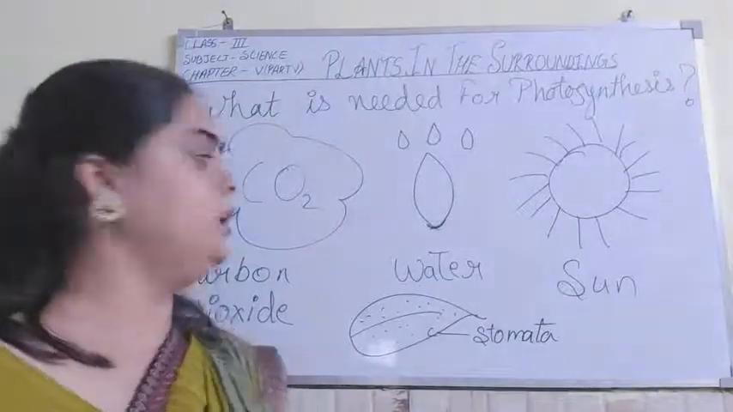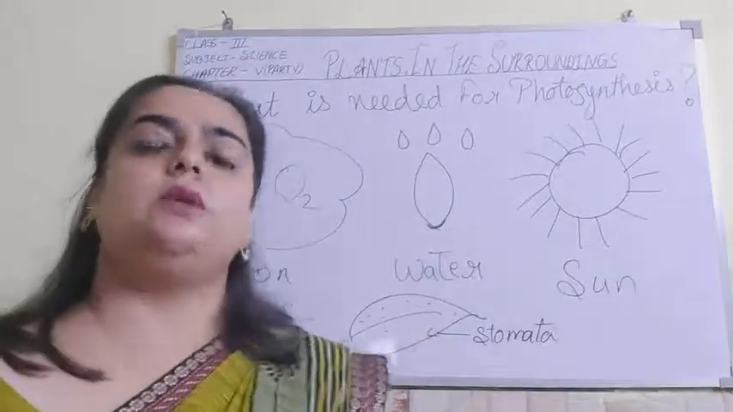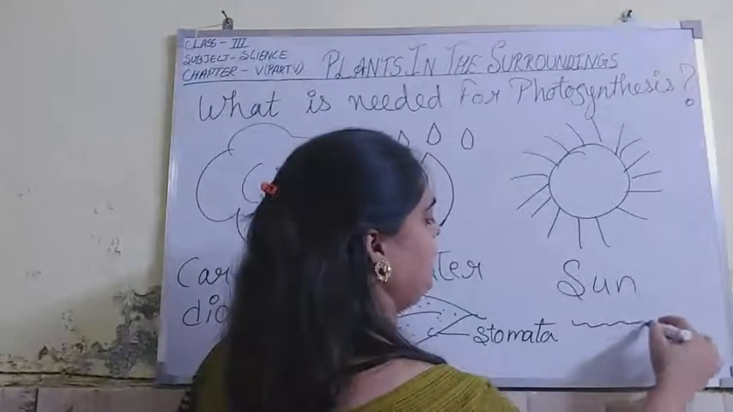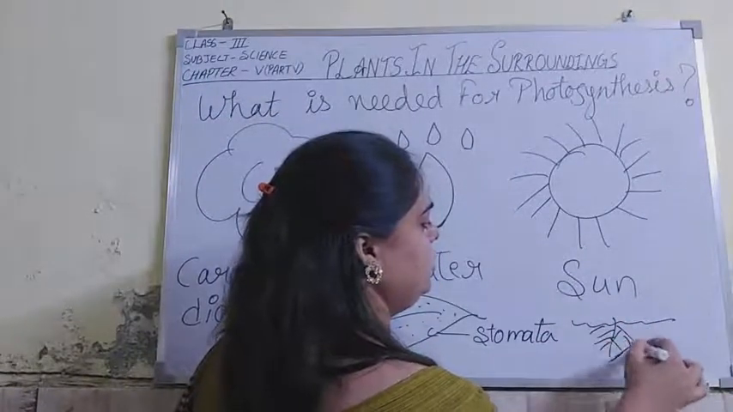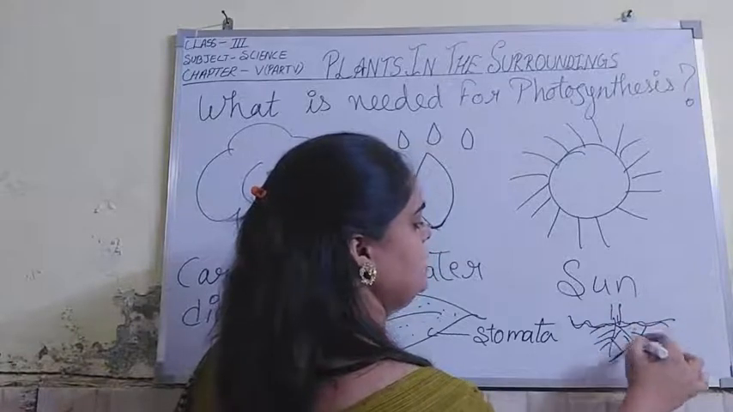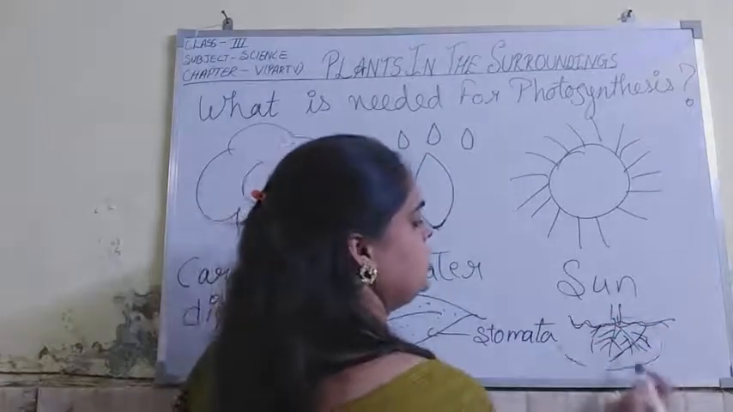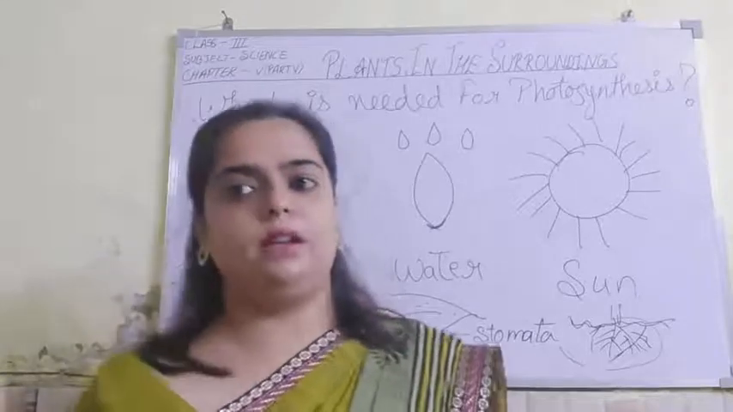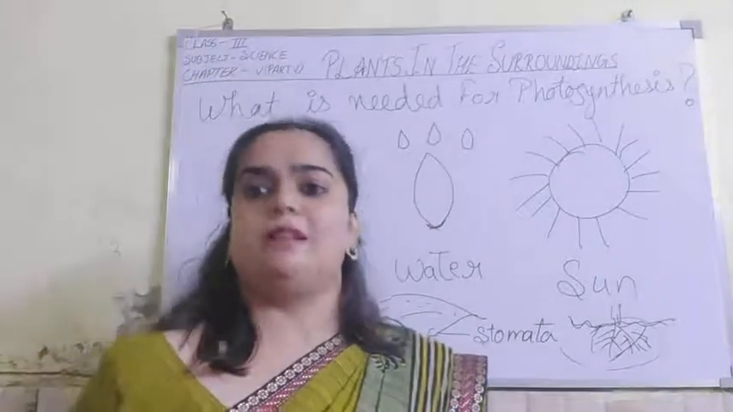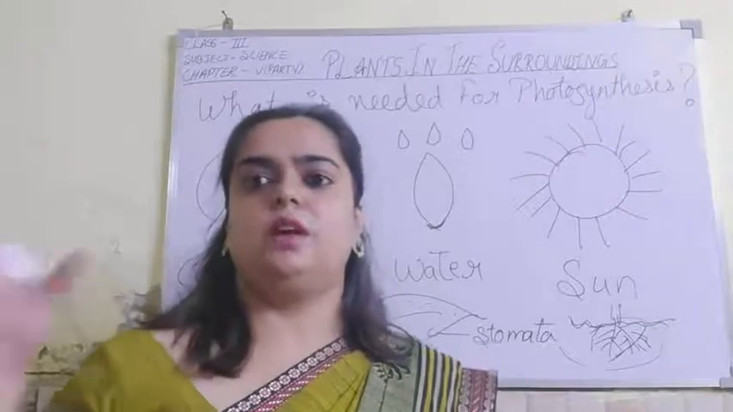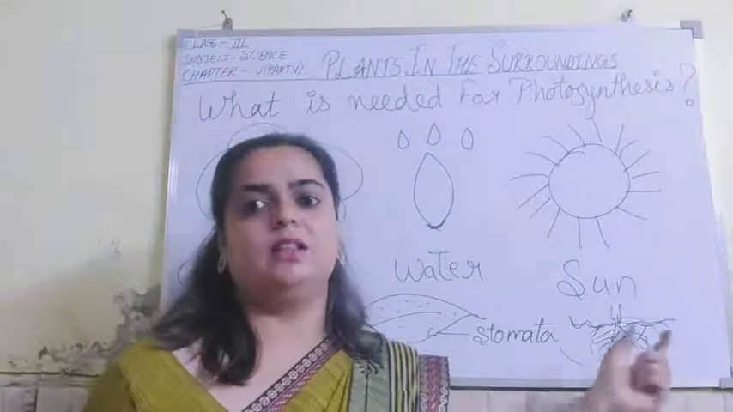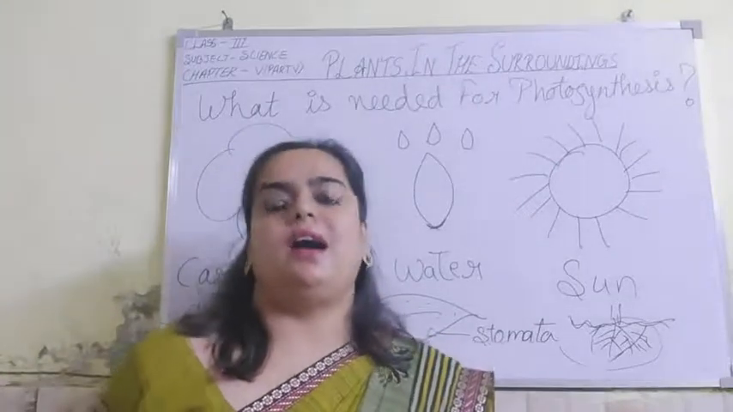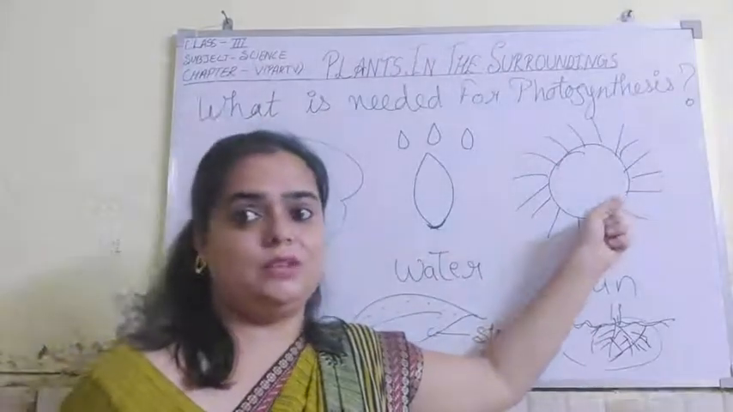And water, from where do we get water? The water is absorbed by the roots. See, we have our roots here underground. This is the ground surface and these are the roots. These roots collect water from the soil. Water is absorbed by the roots and passes through vessels in the stem on its way to the leaves. And sunlight, the sun gives sunlight.